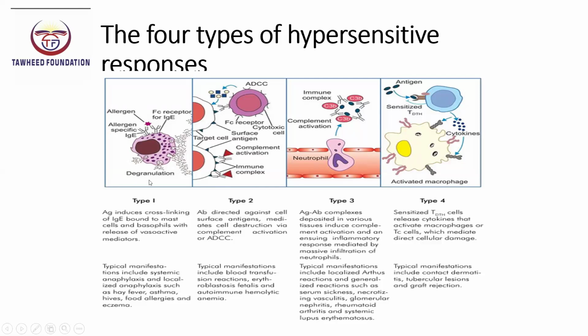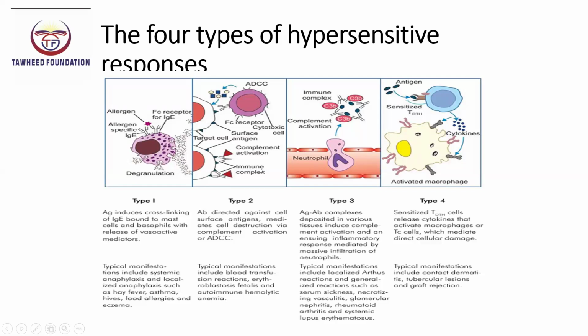So these substances cause vasodilation, increased vascular permeability, and smooth muscle contraction, leading to symptoms like itching, swelling, bronchoconstriction, and even systemic anaphylaxis. So clinically, we see this in hay fever, asthma, hives, food allergies, and eczema.